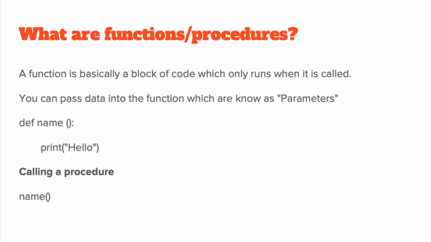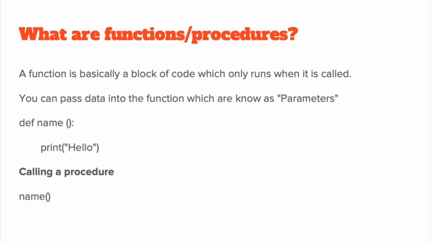Another difference is that procedures are just called, whereas because the function is returning a value back to the main program, it has to be assigned to a variable. Both of these are implemented the same way using a definition statement. In this case, I'm defining the name function or procedure. It's a procedure because it's not returning anything back to the main program, and this name procedure will just print hello on the screen. Now, how do I call this procedure? If I want to use this procedure in the main program, I will have to type in name and 2 round brackets.